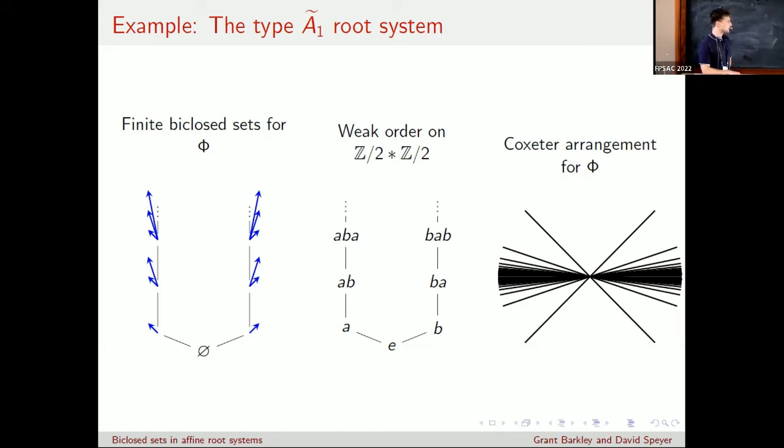And so if we draw out the poset for the weak order, we get two chains. We start at the identity and we can go up infinitely on the left and go up infinitely on the right, but they never come back together. And so over here on the left, I've drawn the finite biclosed sets for this root system. And because of that theorem of Matthew Dyer, these two posets are the same. And so here we have a graphical version of it. And then I've also drawn the Coxeter arrangement. The Coxeter arrangement, even though it has infinitely many lines, is probably the most similar to what we saw before for type A2.